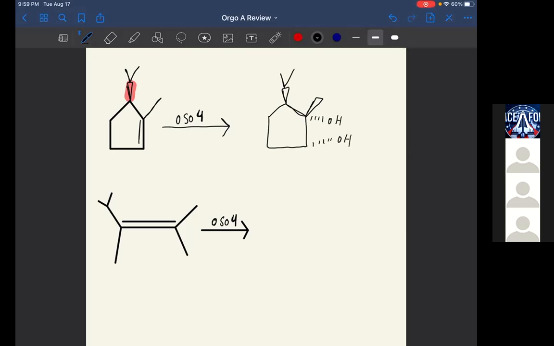Does that make sense? Yep. Okay, same thing for this one. And then this is your only product, once again, because it's stereospecific. Now for this one, same thing. It's going to add 2 OHs syn to one another. But since there's no stereochemistry present, it would also have an enantiomer. Are there any questions pertaining to oxidation?